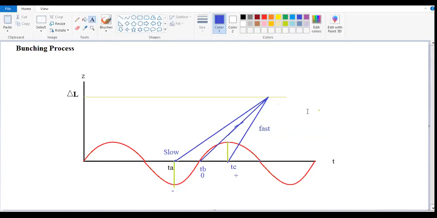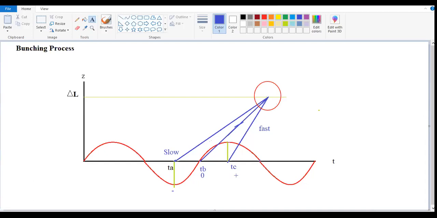So here this electron, they are going in a slow manner. This one, they are going in a fast manner, and they are going as it is. So what happened here? Whatever happened here is the bunching process. In this bunching process, the electrons coming slow, and these coming fast, end up with the same speed. So here they form a bunch.